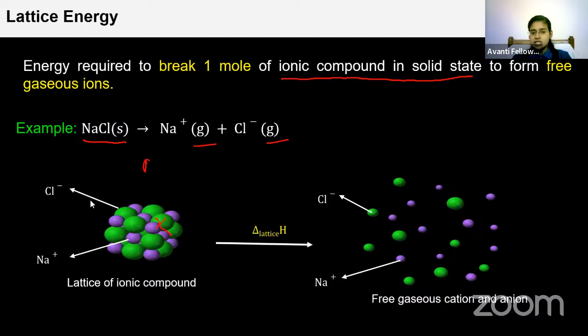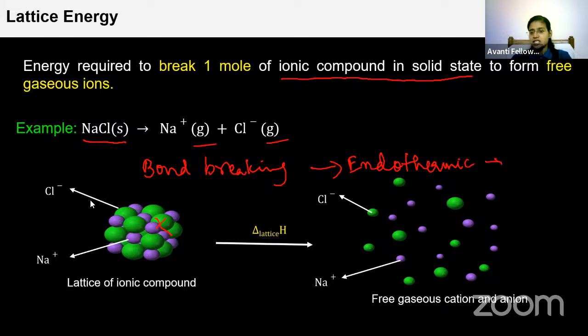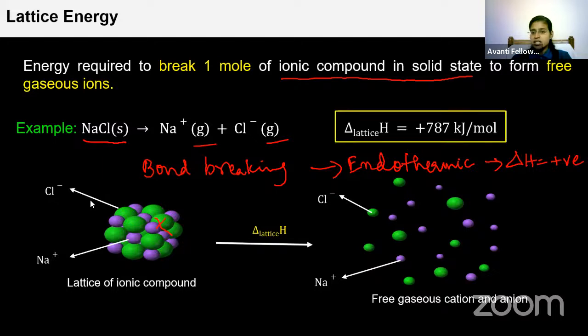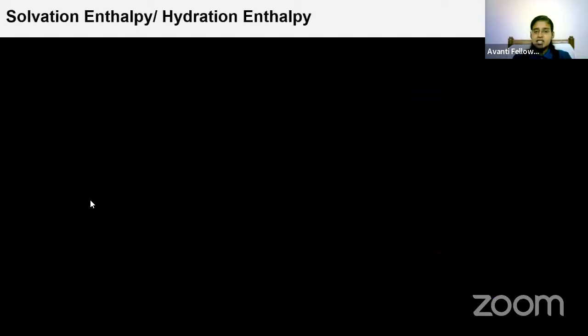Bond breaking processes are always endothermic in nature. Okay, they are endothermic in nature because they absorb the energy and the delta H value will be positive. Okay, so we have plus 787 kilojoule per mole of energy to break the entire lattice. So this much of energy is absorbed by the NaCl lattice to be broken down. And this is called as lattice energy. The second term is called as solvation enthalpy or hydration enthalpy.